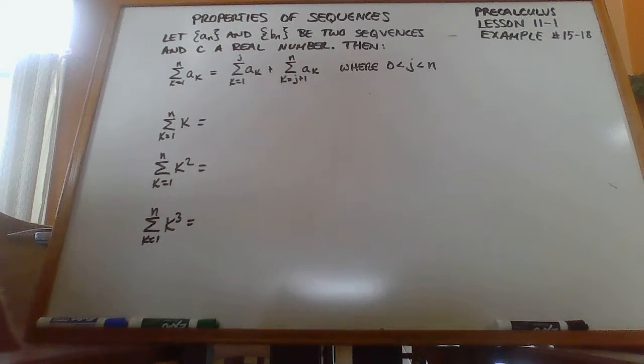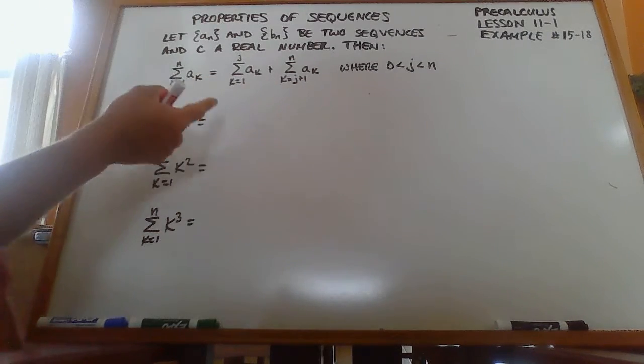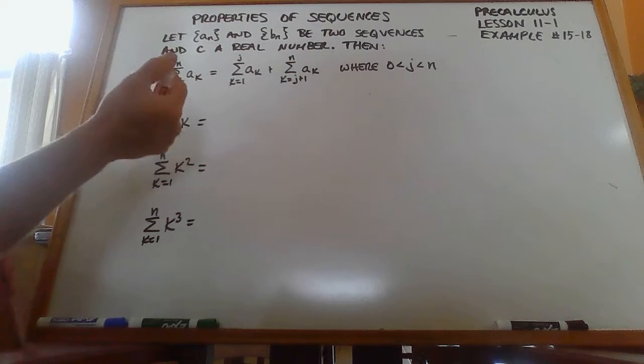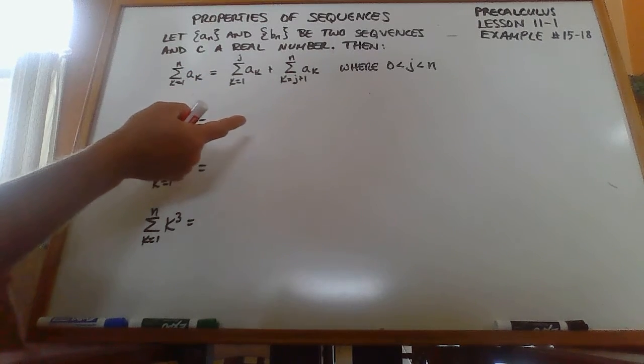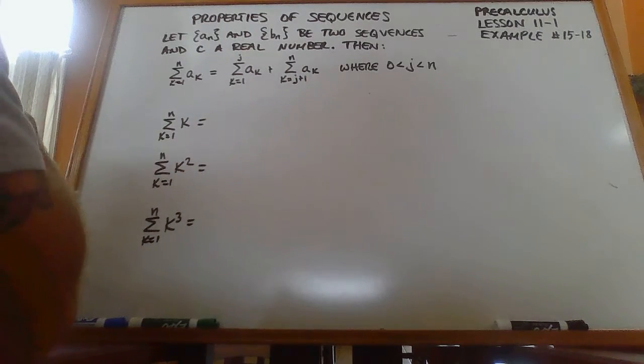Okay, some more properties of sequences. So this one's kind of a weird one. The sum from k equals 1 to n of the a sub k's is equal to the sum from k equals 1 to j of the a sub k's plus the sum from k equals j plus 1 to n of the a sub k's, where j is a number between 0 and n.